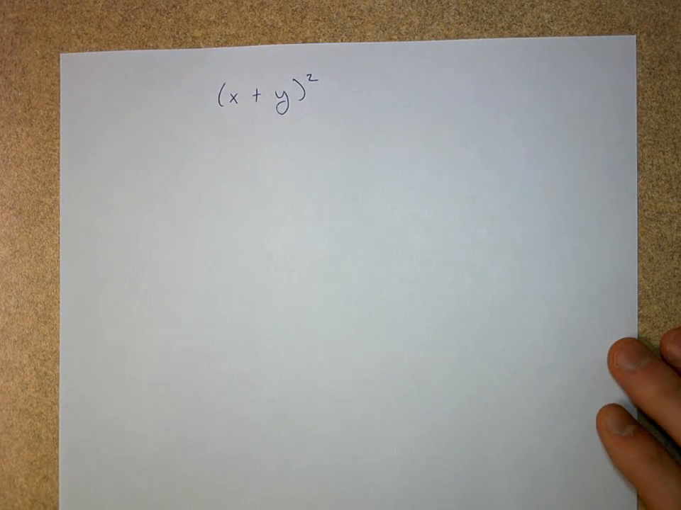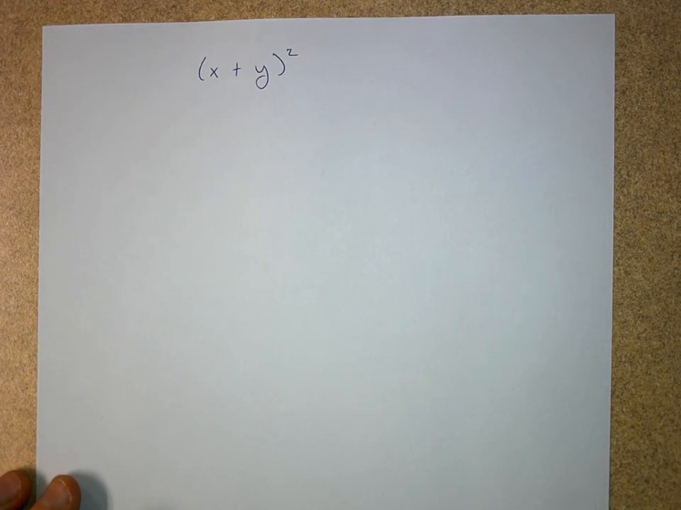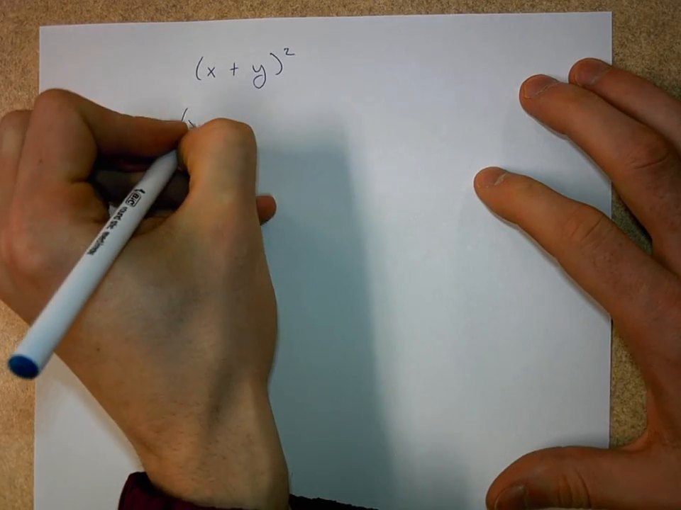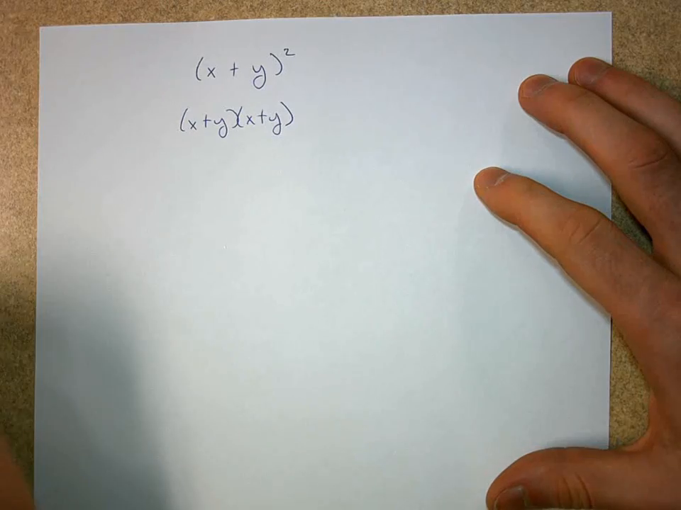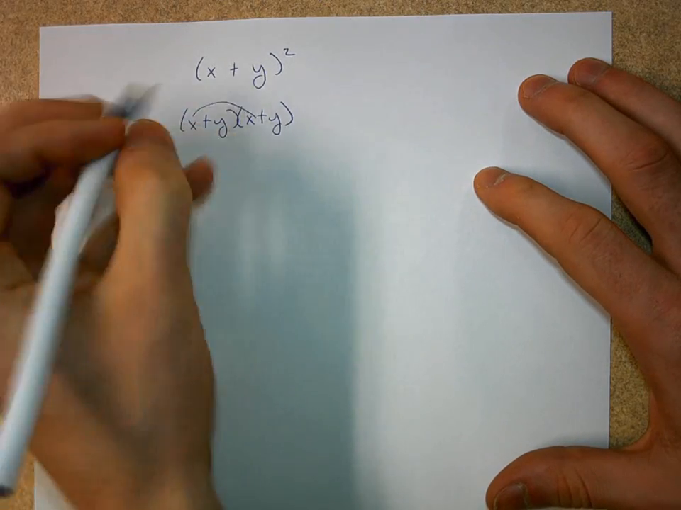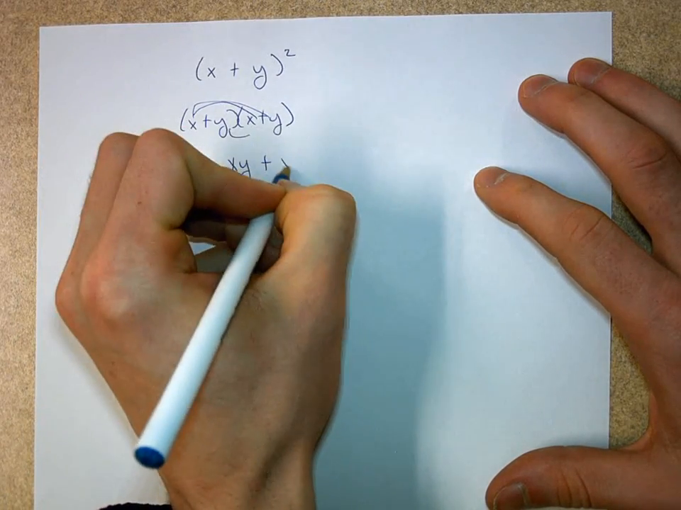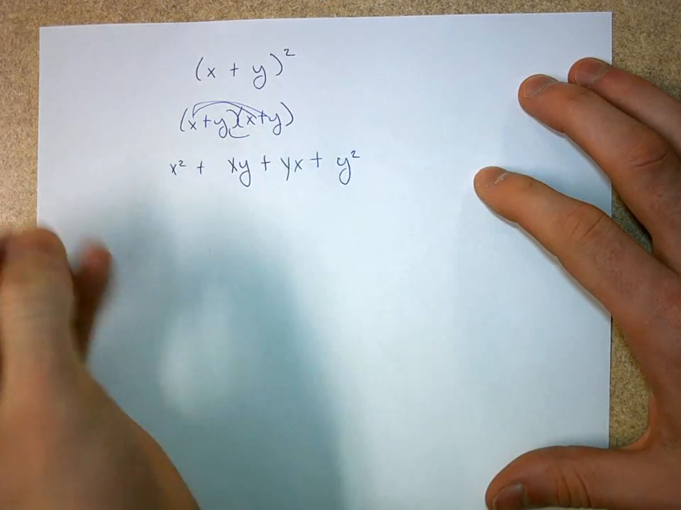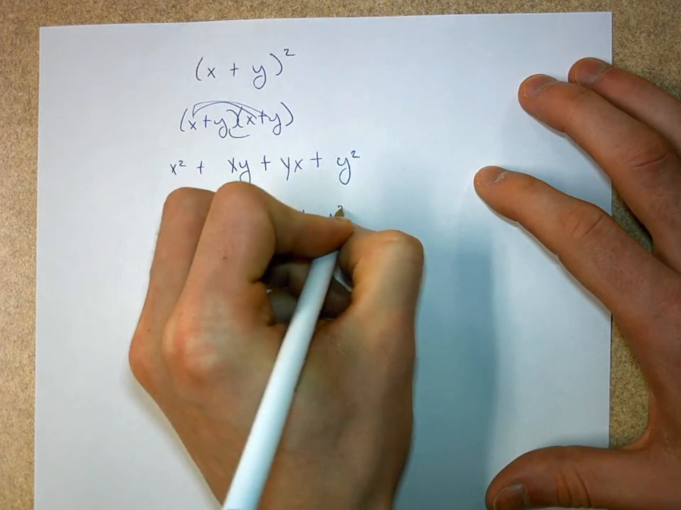Section 8.5 is going to get into the binomial theorem and Pascal's triangle. What Pascal's triangle and the binomial theorem are going to allow us to do is quickly come up with expansions of binomials. So here, the binomial x plus y quantity squared. The way you would expand that is you would do x plus y times x plus y, since it's a quantity squared, and then you would FOIL everything out. So x squared plus xy plus yx plus y squared, which gives me x squared plus 2xy plus y squared.